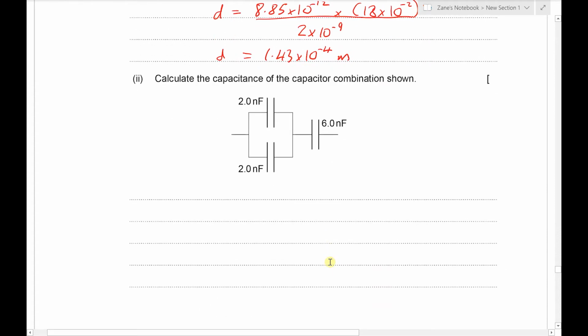Next, we've got to find the capacitance of the combination shown below. The first step is to remember that capacitors in parallel add up. So the parallel section is simply going to be 4 nanofarads.